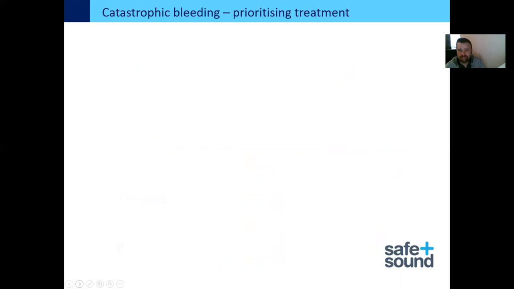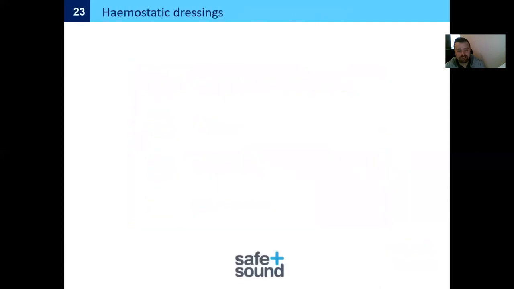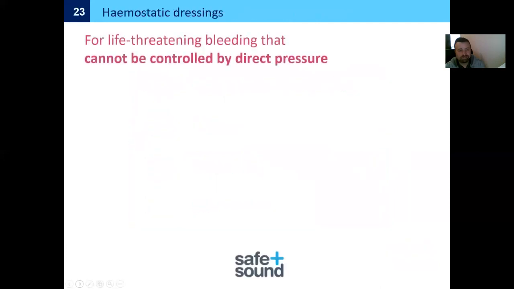So, catastrophic bleeding and prioritising treatments. Here, catastrophic bleeding, we need to prioritise over everything else, because obviously if we've got no blood in the body, we can't pump and there's no point in CPR. We'll then deal with airway, breathing and circulation. So other issues around life-threatening conditions with bleeding is you can't control the bleed by sitting the patient down.